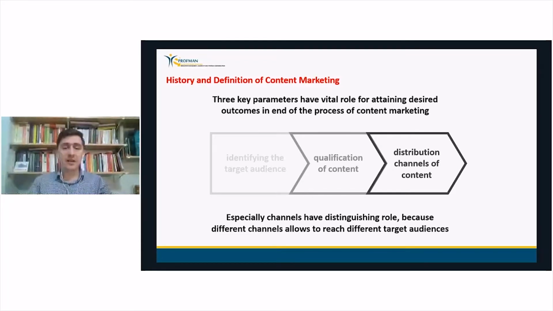Actually, I can say that channels have a distinguishing role because different channels allow us to reach different target audiences, and it impacts the success ratio of the content marketing process. In the process of content marketing, channels where content is delivered are tremendously important. And creating effective content in accordance with the features of these channels is a key component of the efforts in order to reach consumers who have different backgrounds and profiles. Different channels allow us to reach different target audiences.